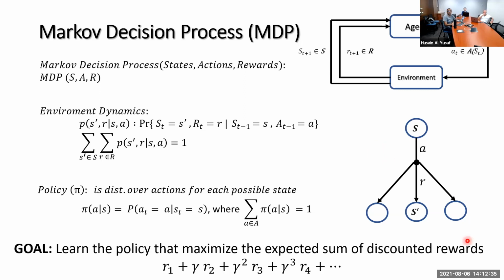The goal of using Markov decision process, the goal of the agent, is to gain the maximum reward most of the time. So each time the agent wants to have more rewards while he's moving in the process.